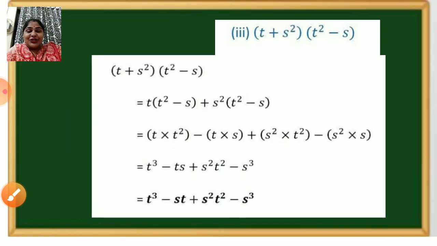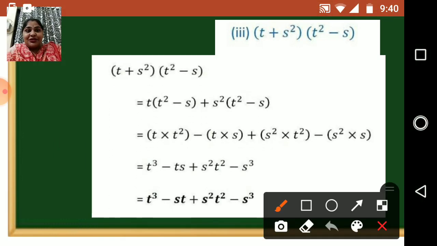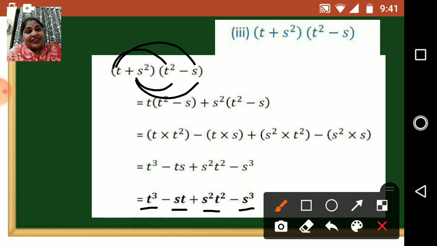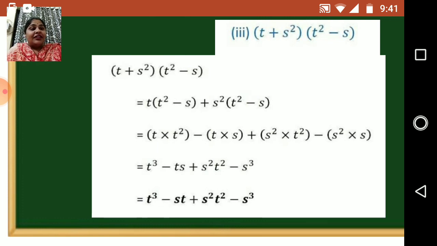Let us see once again the solution. So here if you see, t multiplied by t square is t cube. T multiplied by negative s, negative st. S square multiplied by t square is s square t square. And s square multiplied by negative s is negative s cube. In multiplication, we add the powers, right? That is a raised to m multiplied by a raised to n is equal to a raised to m plus n. So I hope this is very much clear.